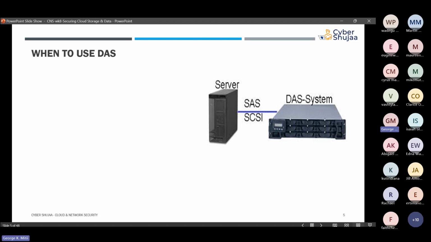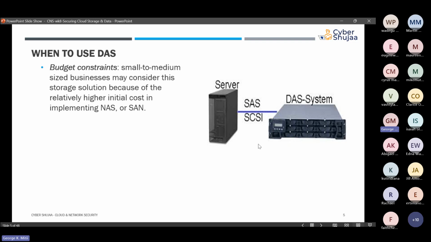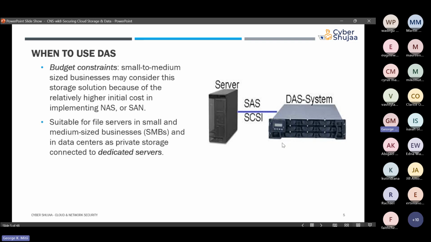This is how a DAS system may look. But okay, this looks complicated. Ideally, we just think of your laptop and its internal disk. So that's a quick example that you have at your disposal of DAS storage. So where to use DAS is maybe where you're facing budget constraints, because it's cheap to implement such a storage. Then DAS could also be suitable for file servers in small and medium-sized businesses and in data centers as private storage connected to dedicated servers.